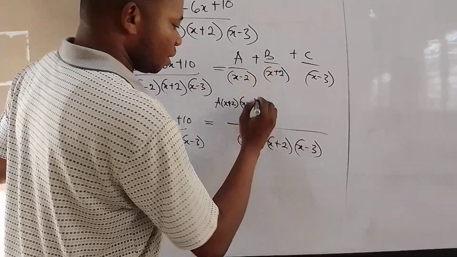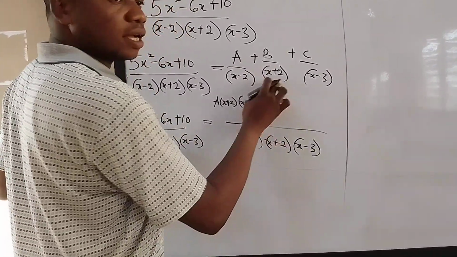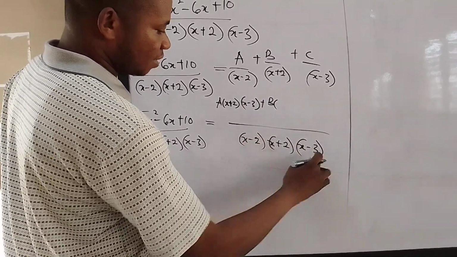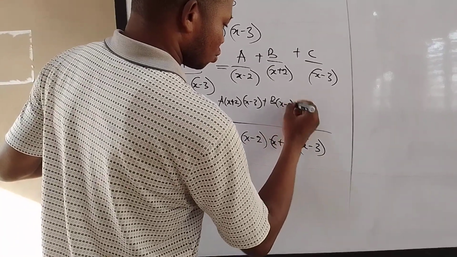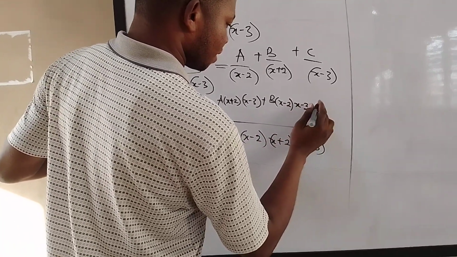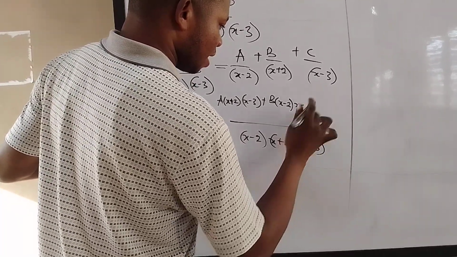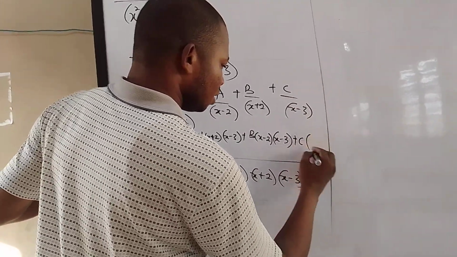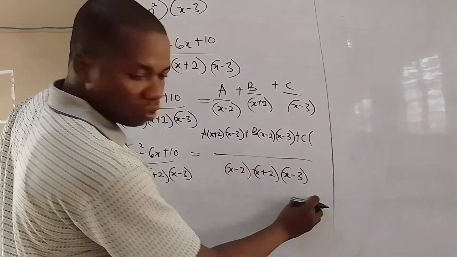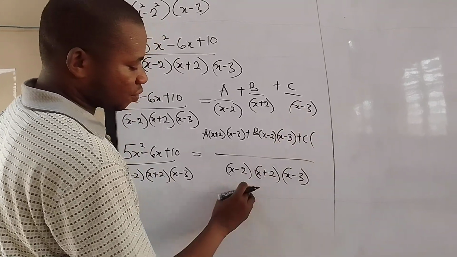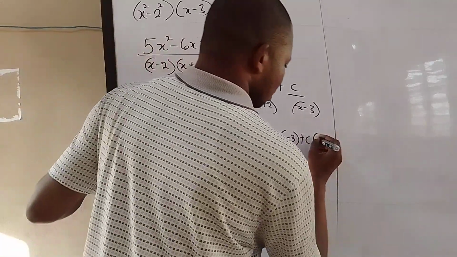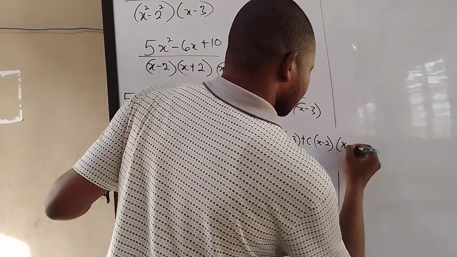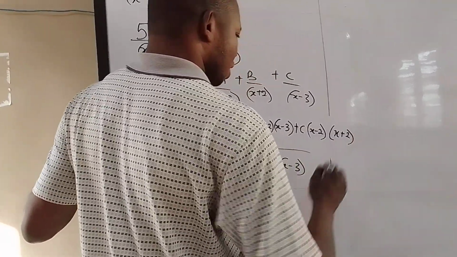Okay? We come to plus B into this one. Divide this. This we cancel out this. We are left with this and this. That is x minus 2 into x minus 3. Okay? Then plus C into this one. Divide the whole of this. This we cancel out this. We are left with x minus 2 and x plus 2. That's what we're going to have.